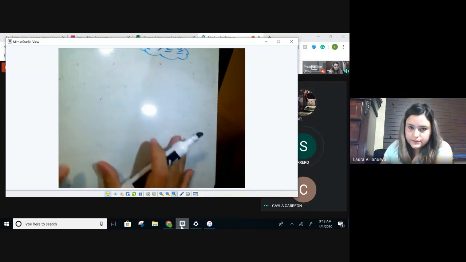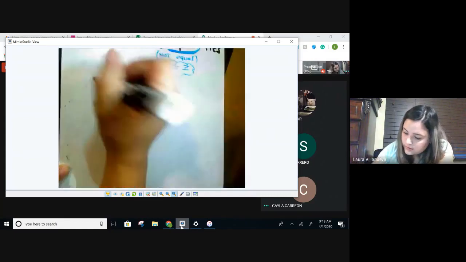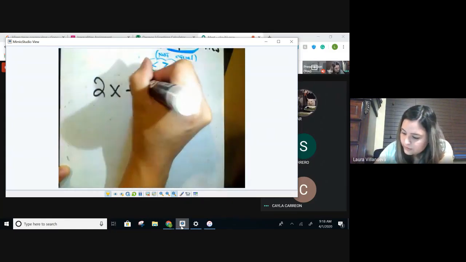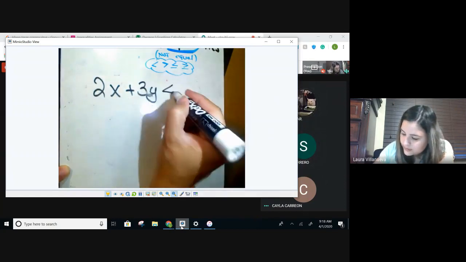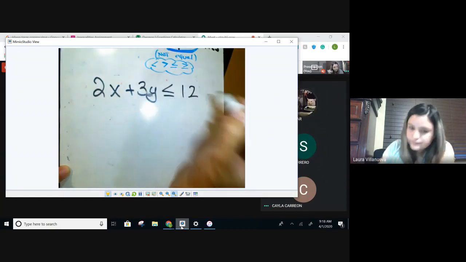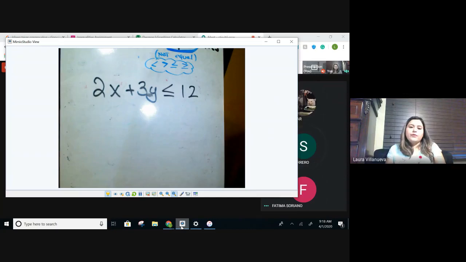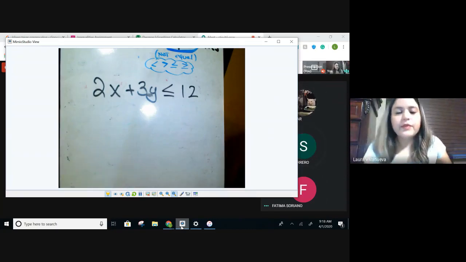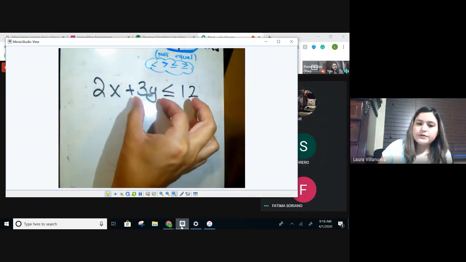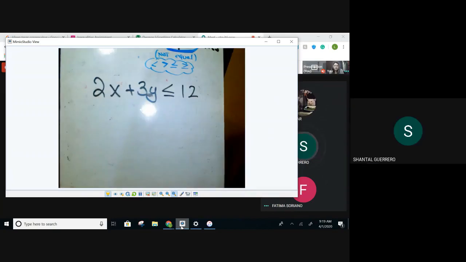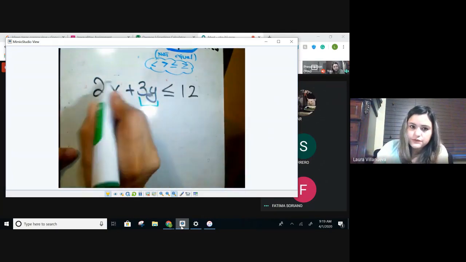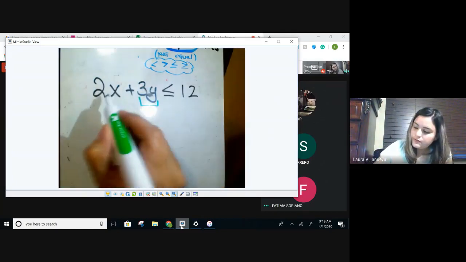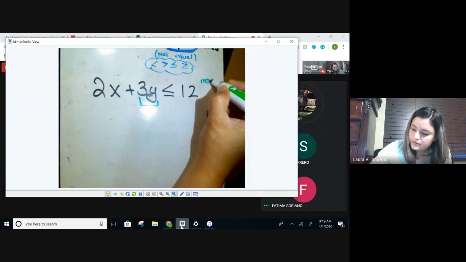So if you have something like this, 2x plus 3y less than or equal to 12. What would you do? How do you leave the y by itself here? By moving the 3. I'm going to move the 3, but not yet. I need to move this first, right? So I move the x, divide by the y.